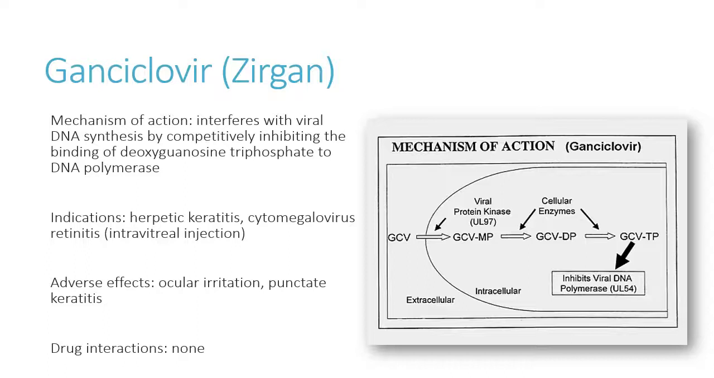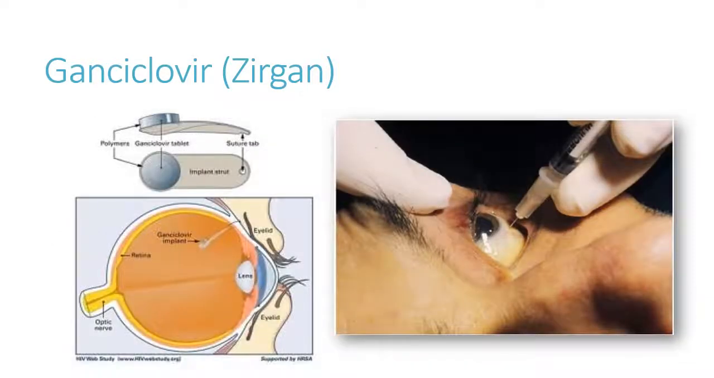And you're using this in patients with poor immune systems, so we need that kind of long-term use there. Just an example of how you'd have the ganciclovir. Here's an actual tablet with this sort of suture tab, and this basically gets put directly into the eye itself, so it can then release and have nice local action right there within the eye itself.